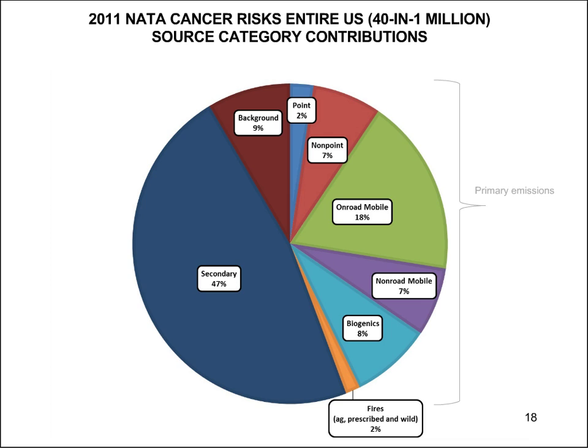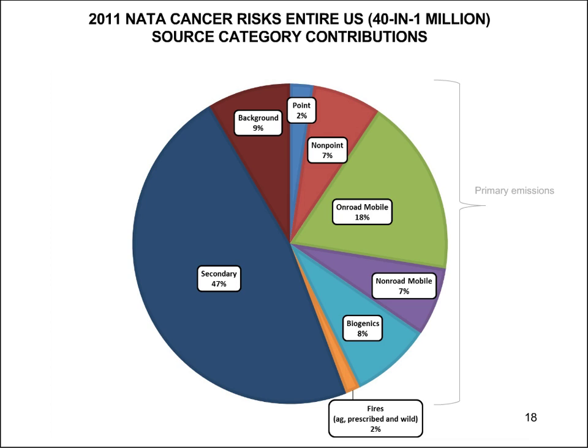On-road being cars and trucks and others on the roadway, and non-road being other non-road equipment, farm equipment and construction equipment and things like that, and ports and airports. Madeline showed you that slide earlier that had all the source categories.